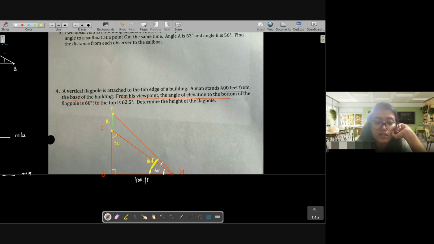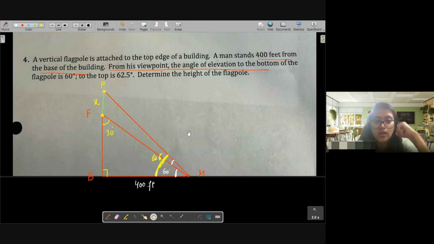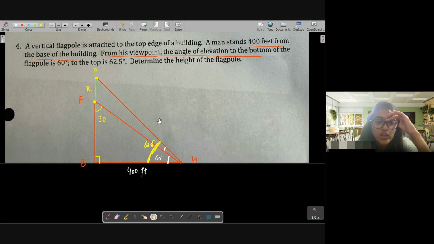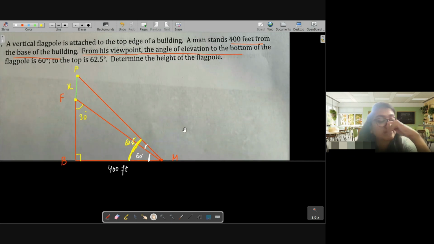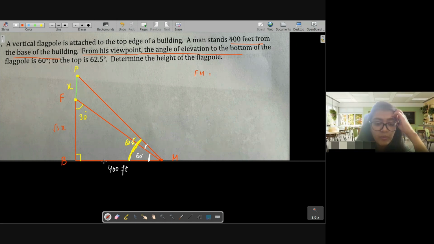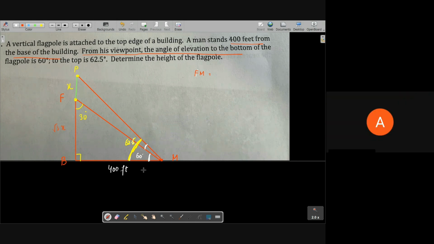So first think about it. How should we approach this problem? Oh wait, it's a 30, 60, 90 triangle. Yes, it's a 30, 60, 90 triangle. So you can find the length of FM, the hypotenuse. The side opposite 60, the leg, is going to be x square root 3. What will be BM? BM is x.